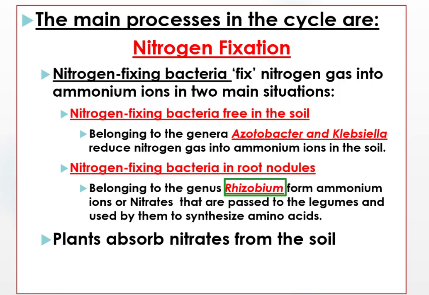leguminous plants. In this relationship, rhizobium bacteria colonize plant roots, causing the formation of nodules. From inside these nodules, the bacteria absorb nitrogen gas from the atmosphere and then transform it into nitrate or ammonia that are usable by the bacteria itself and the host plant. In exchange for the nitrogen, the symbiotic host plant feeds the bacteria with carbohydrate that it produces from photosynthesis.